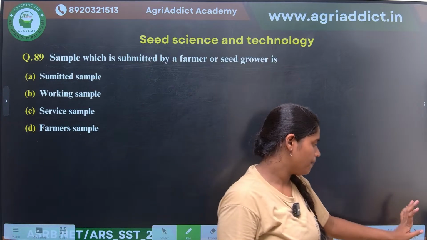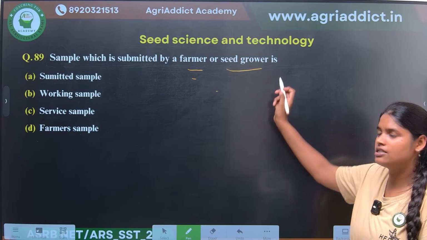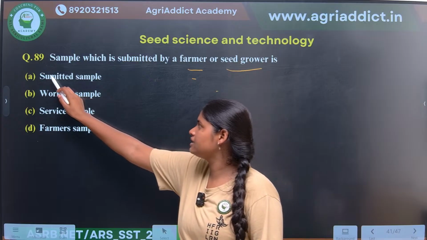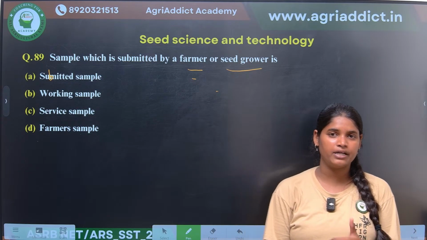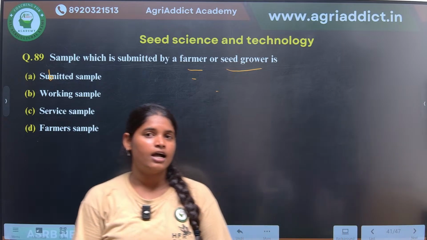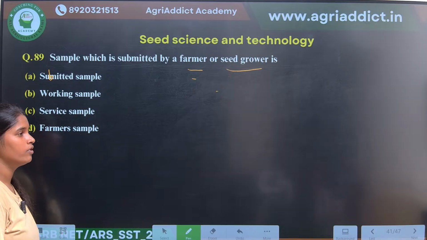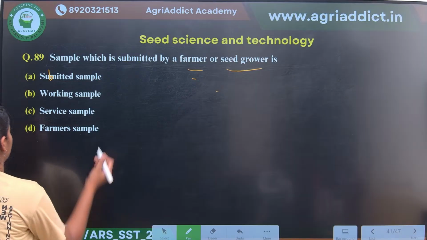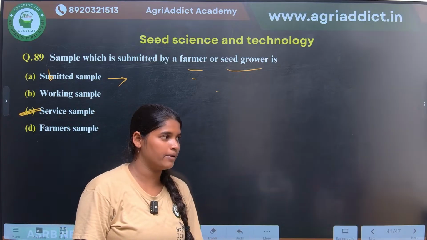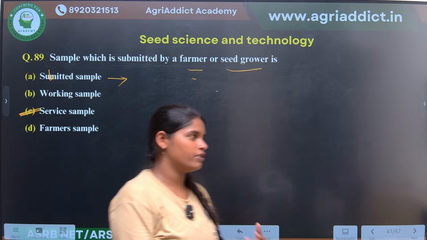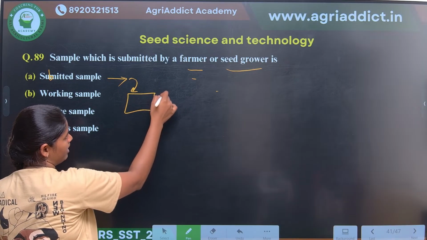Okay. The next question is, the sample which is submitted by a farmer or seed growers is known as. Options are submitted sample, working sample, service sample and farmer sample. Answer this. This is also a very basic concept from sampling. You know the submitted sample. What are the samples we are submitting for testing of different tests? Submitted sample.